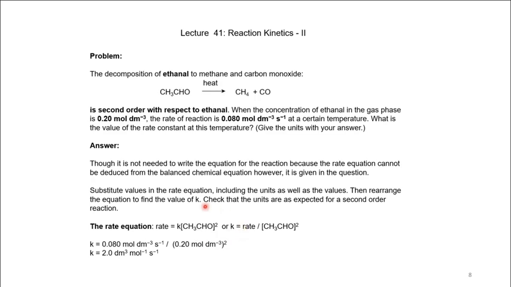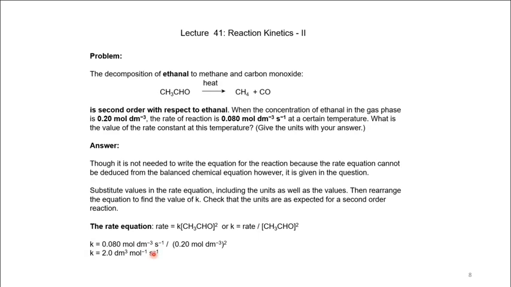Rearranging this, the rate constant k is equal to the rate divided by the square of the concentration of ethanol. The rate is given, it is 0.080 mole per dm cube per second, and the concentration is also given, 0.20 mole per dm cube. So we put this together in the equation and find that the rate constant is equal to 2.0 dm cube per mole per second.